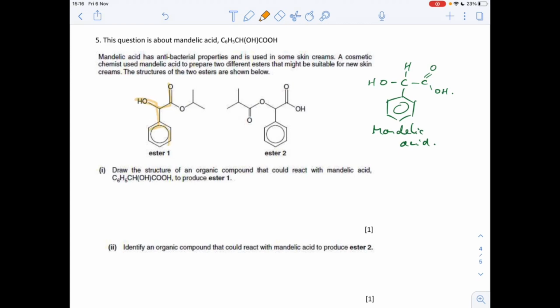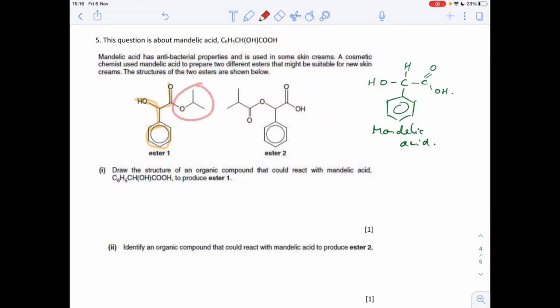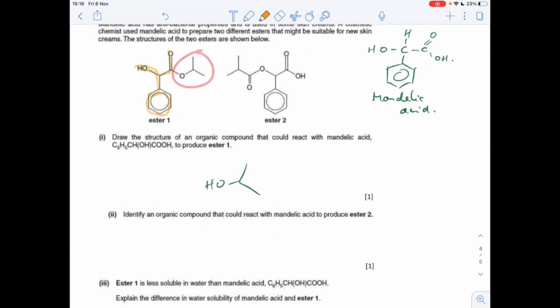So the first thing I'm going to do is, the mandelic acid is obviously used to provide this part of the molecule here. So we need an alcohol to provide this part here. So the alcohol in question is going to be this. So it's propan-2-ol. Ester 2 is using this part of the mandelic acid. So this part here must be a carboxylic acid. And so we've got this here.